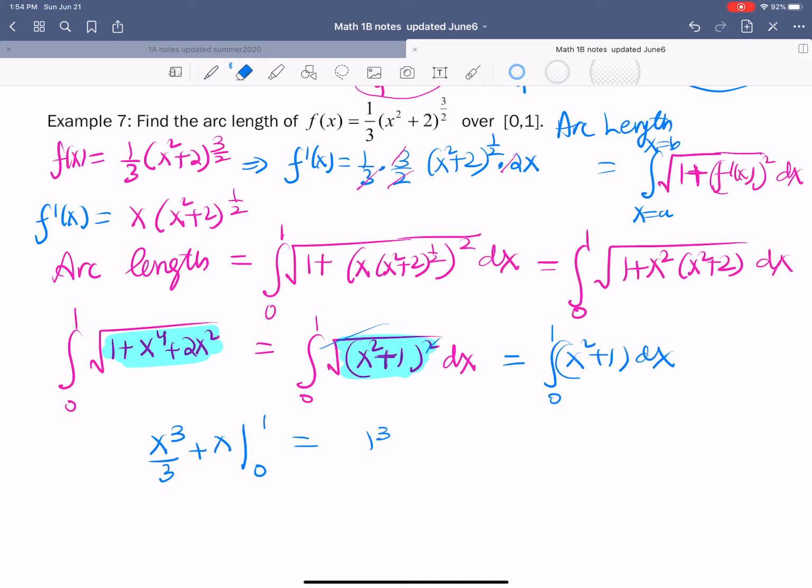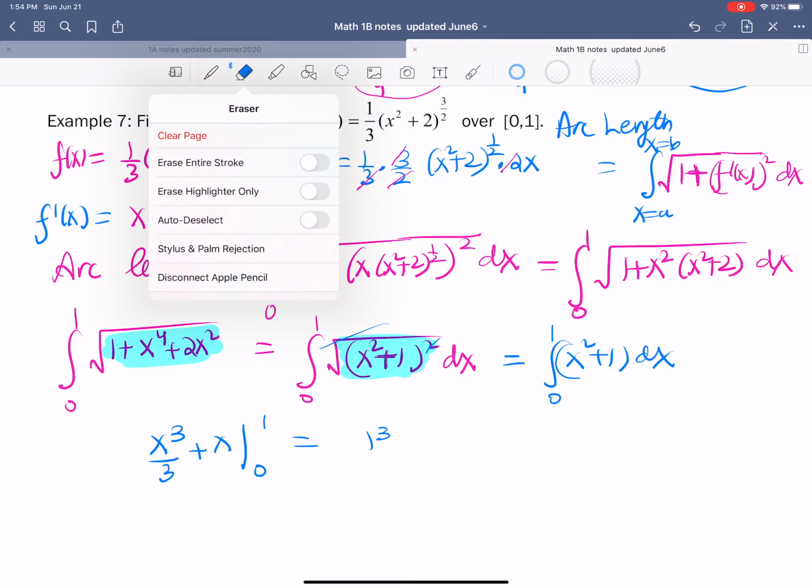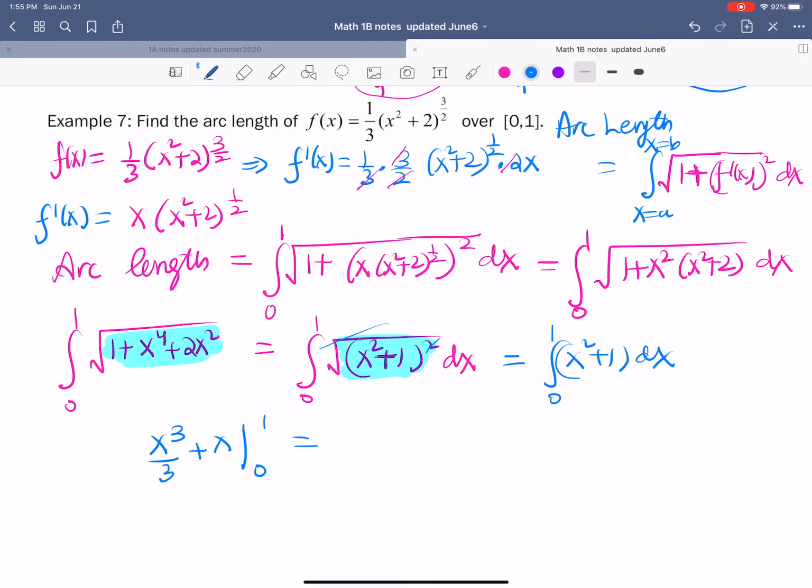1 to the third power is just 1. So I'm ready to plug the bounds in. 1 to the third power is just 1 to the third plus 1 minus 0 over 3, which is 0. So that is going to equal 4/3. And that's my arc length. 4/3 is the arc length in this case.